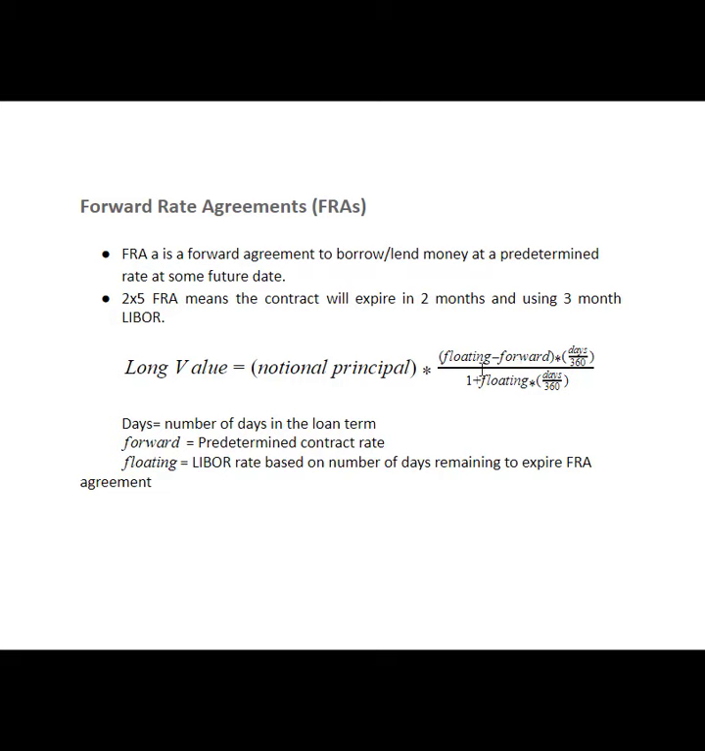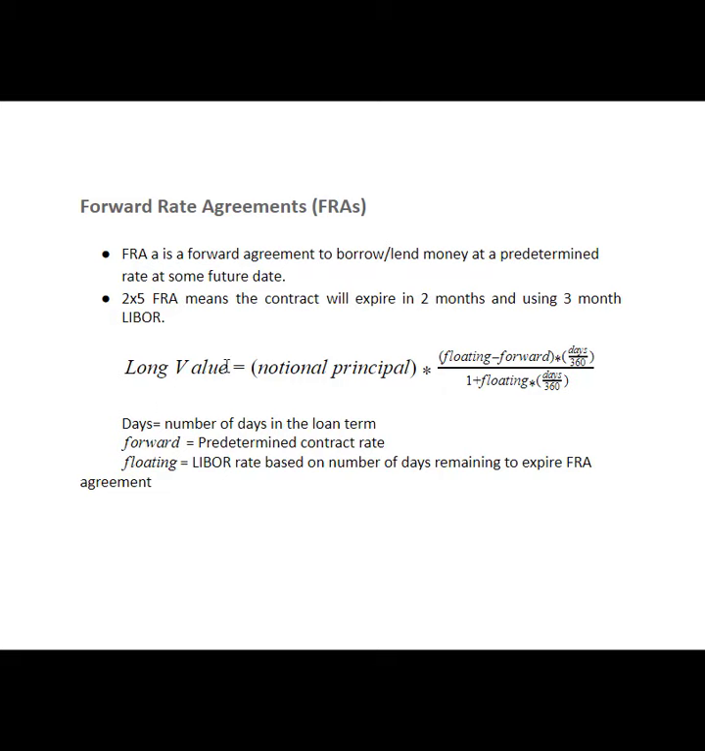So in this case, at the end of 2 months, at the expiration of the contract, the floating rate is higher than the contract forward rate. So the long has a positive value because they can borrow the money at a lower rate than the market rate. So we can use this formula to compute the long value. It's also a zero sum game.